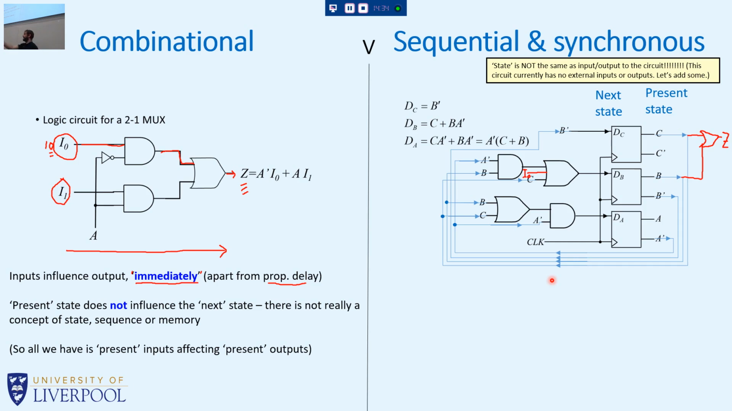Yes? So is the present and the next state sort of like the action the circuit takes? Not quite the action, but it's like the situation of the circuit, if you like. It defines where the circuit's at the moment.